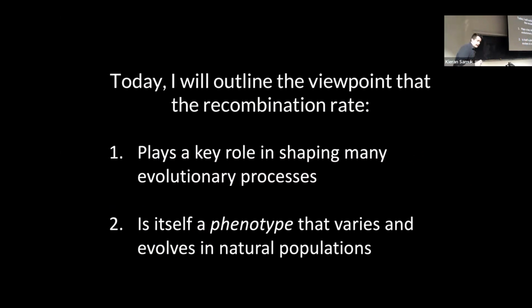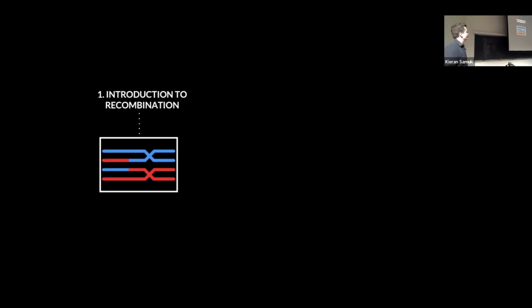So what I'm going to talk about today, I'm going to outline a viewpoint here that recombination rate plays a key role in shaping many of the evolutionary processes that I'm interested in, many in the field are interested in, and also that it itself is a phenotype that varies and evolves in natural populations. And so, this latter component is something that, for example, Brett Pazer has worked on a lot here, and we're hoping to make some contributions to that question as well.